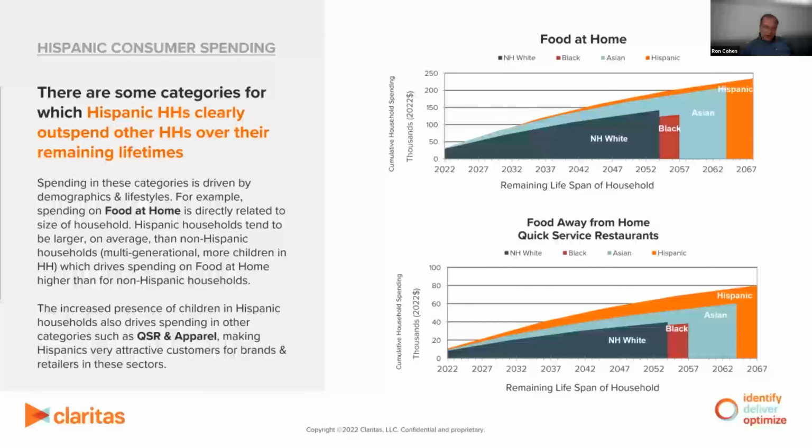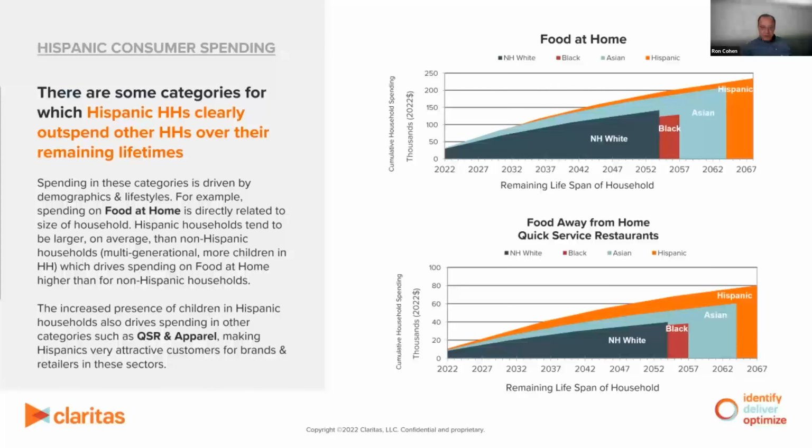They're on the run, they're going here, they're going there, they're picking the kids up at school, they're taking them to swimming or soccer or whatever. And quick service restaurants becomes part of that routine. It's already the case that Hispanics on average are spending more per household on quick service restaurants than any other group. And that difference is only going to magnify in the future going forward.